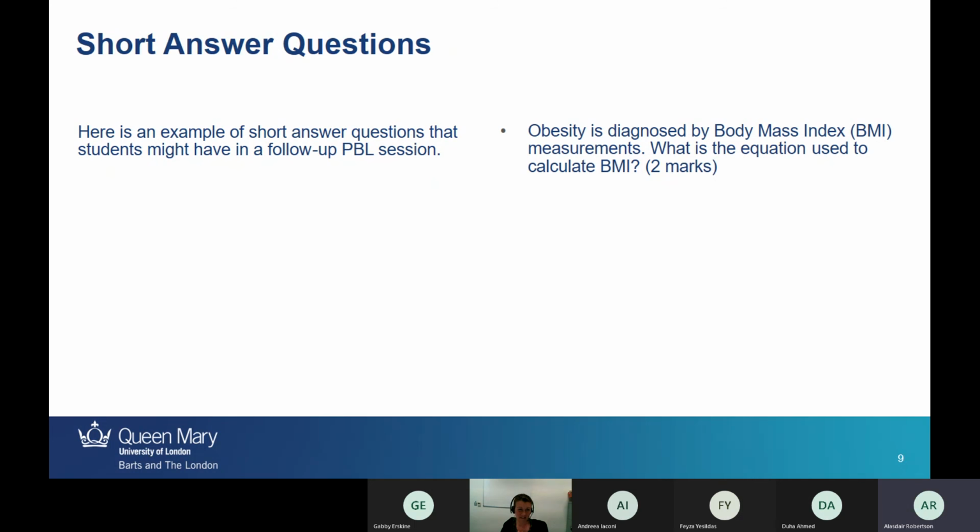Cool. Okay, so just one final little bit on PBL. Here are some examples. Like I said before, students will get short answer questions at the end of every PBL follow-up session that will assess their knowledge. I've just got 4 for you, to give you an example.